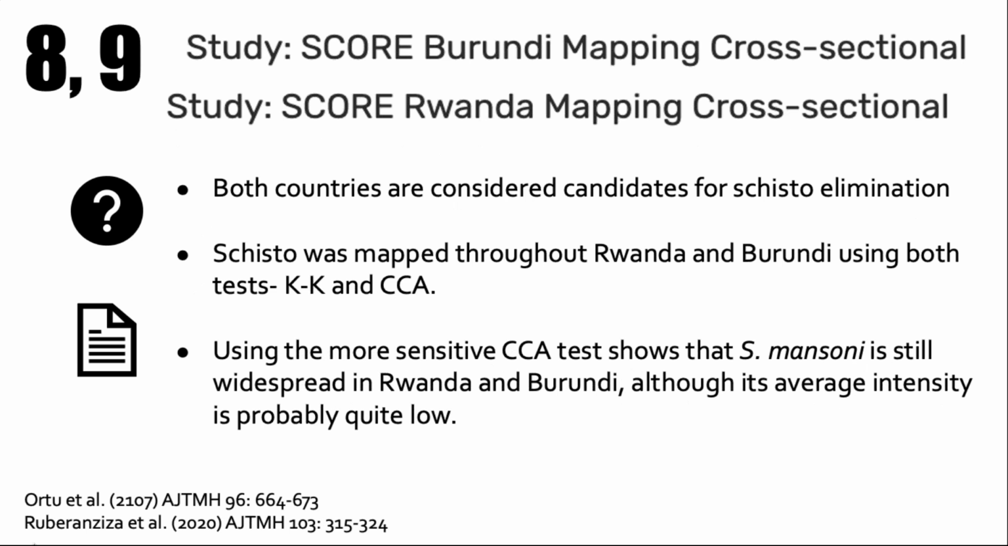And the last 2 datasets are set in Rwanda and Burundi. Both countries were considered candidates for Schisto elimination, and they had countrywide mapping using both tests, the older Kato-Katz and the newer CCA tests. Using the more sensitive CCA tests shows that S. mansoni is still widespread in Rwanda and Burundi, although its average intensity is probably quite low.